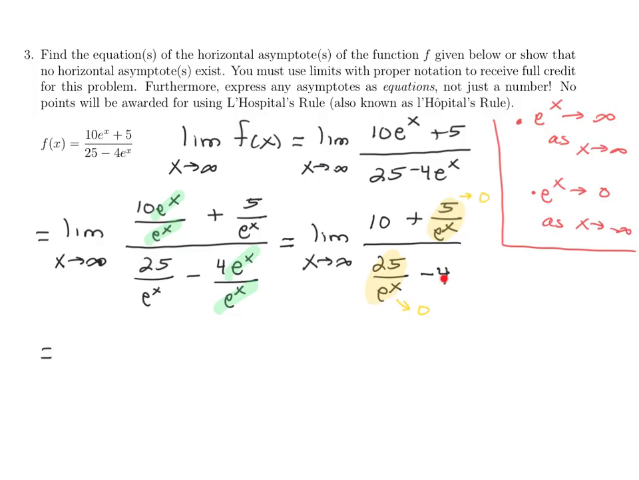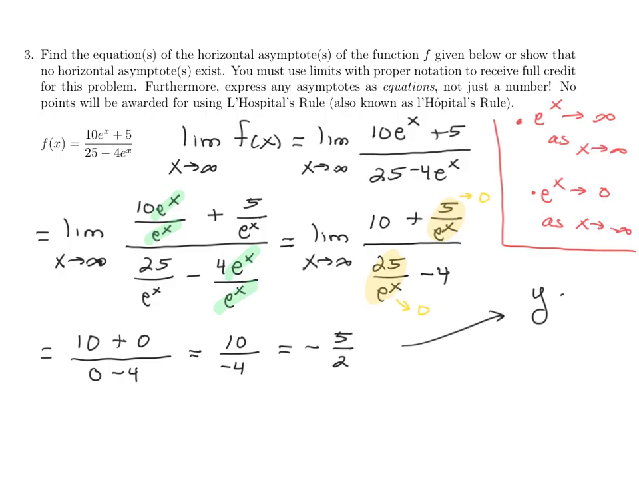This stays 10, that stays minus 4, but as x goes to infinity, this goes to 0, and this goes to 0. We have (10 plus 0) divided by (0 minus 4). That is 10 divided by negative 4. That's a negative number. I guess you could leave it as a fraction, I suppose negative 5 halves. And to complete this problem, it says to express any answers as equations, not just numbers. This is a horizontal asymptote, but as an equation, you'd write that as y is equal to negative 5 halves. There we go.